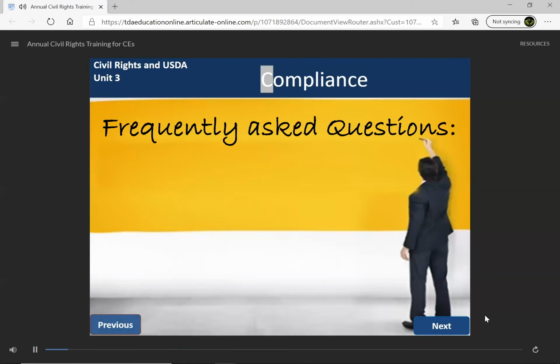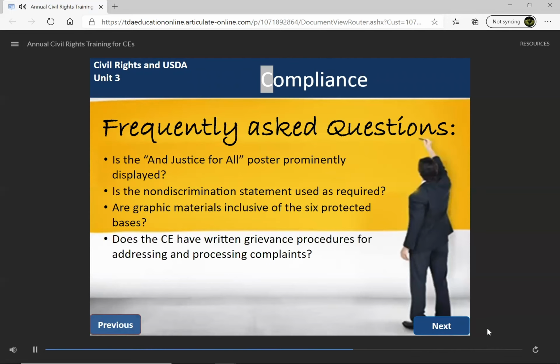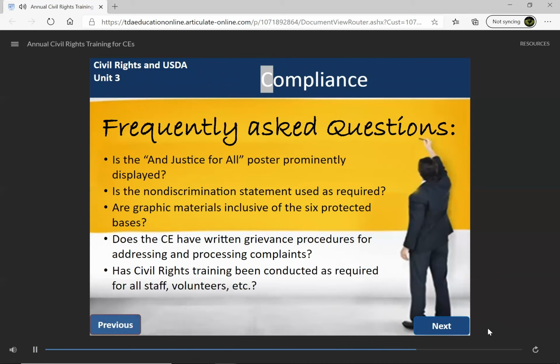TDA determines CE compliance prior to application approvals and during compliance reviews. Some of the review questions that a CE might be asked include, but are not limited to: is the And Justice for All poster prominently displayed at each site as required? Is the non-discrimination statement used as required? Do graphic materials reflect inclusiveness based on race, color, national origin, sex, age, and disability? Does the CE have written grievance procedures for addressing and processing complaints? And has civil rights training been conducted as required for all staff, volunteers, etc.?